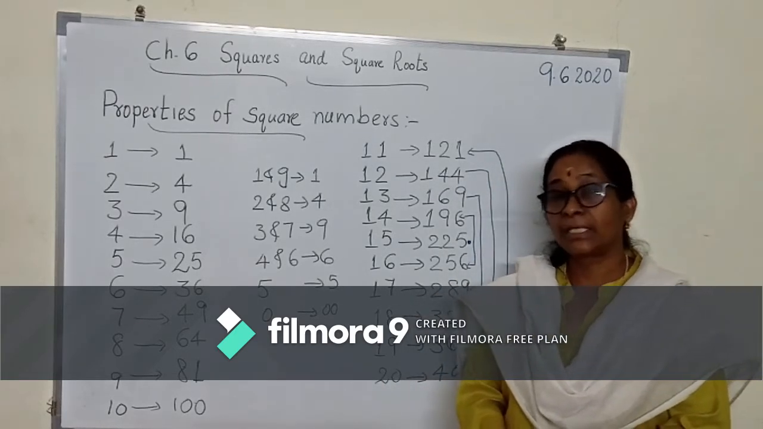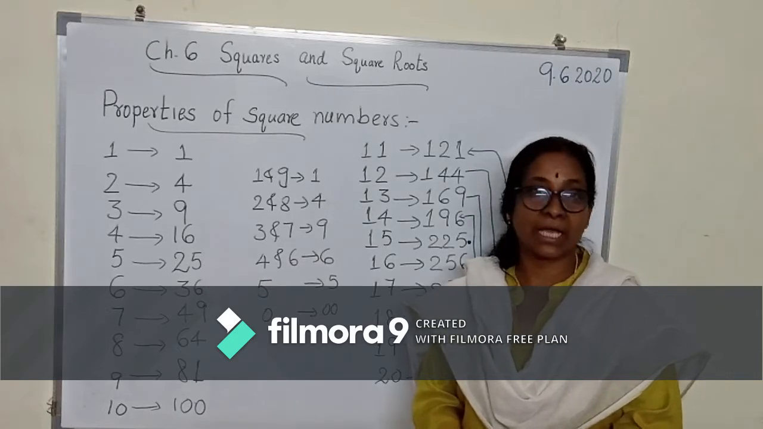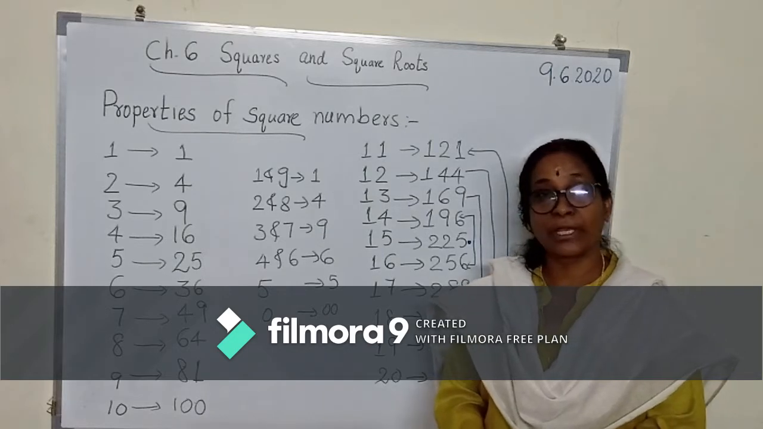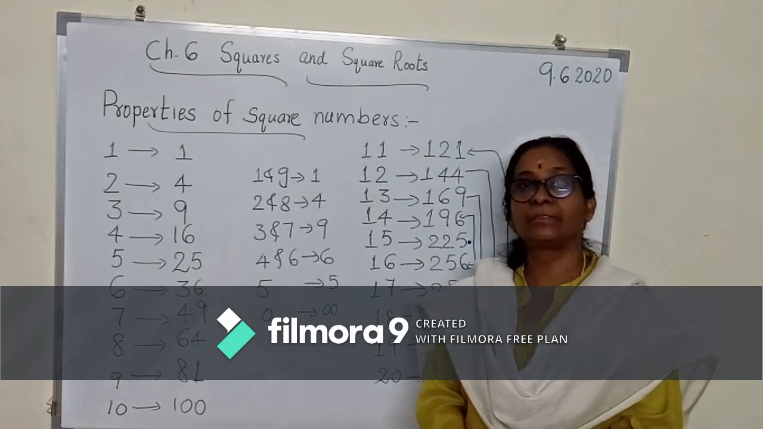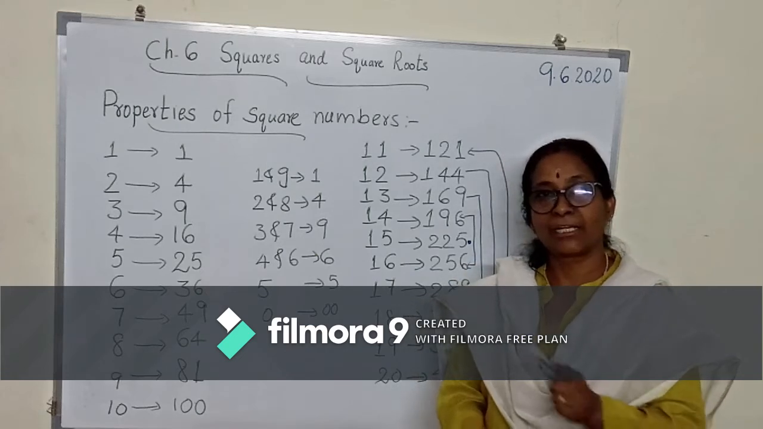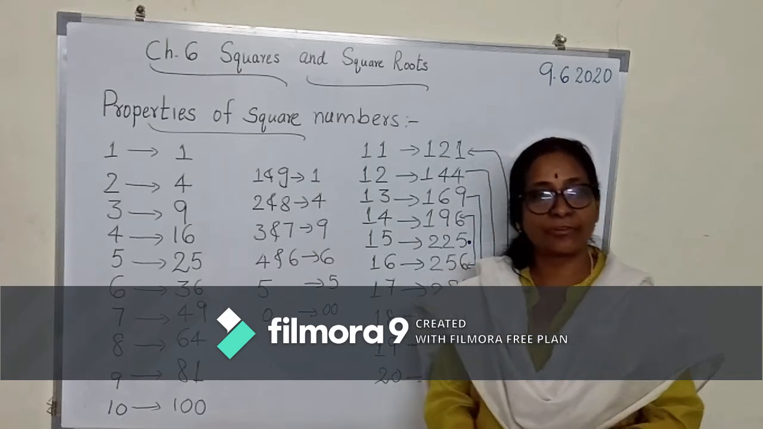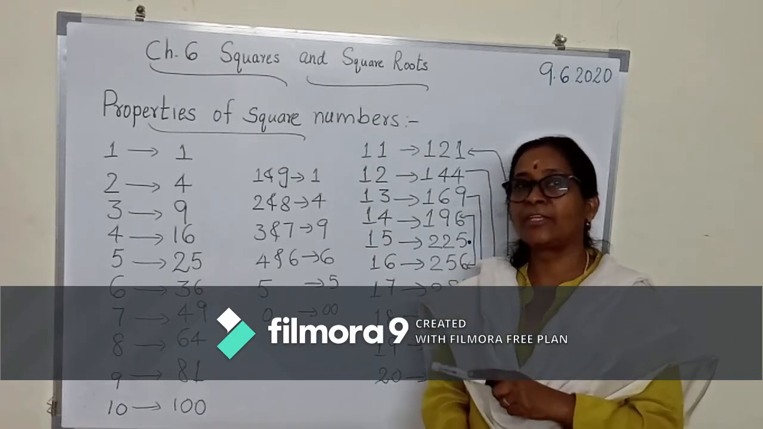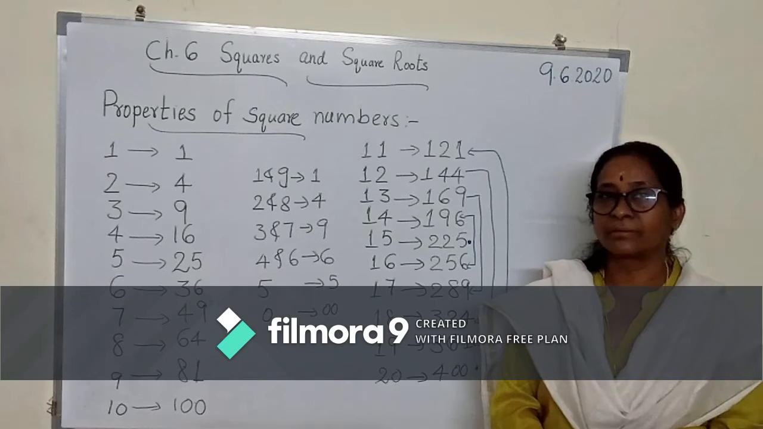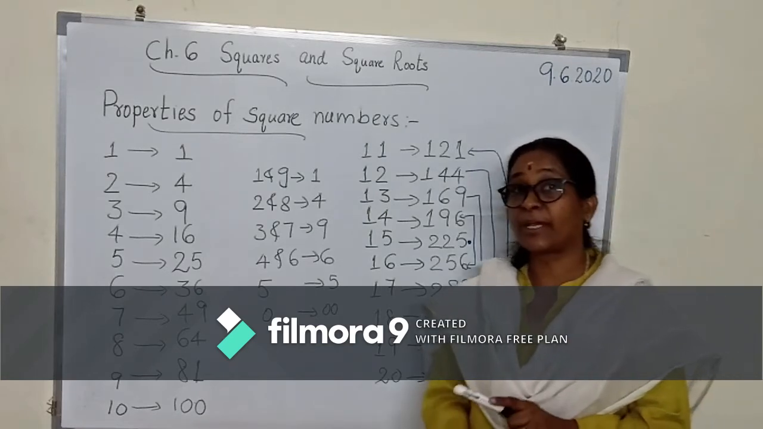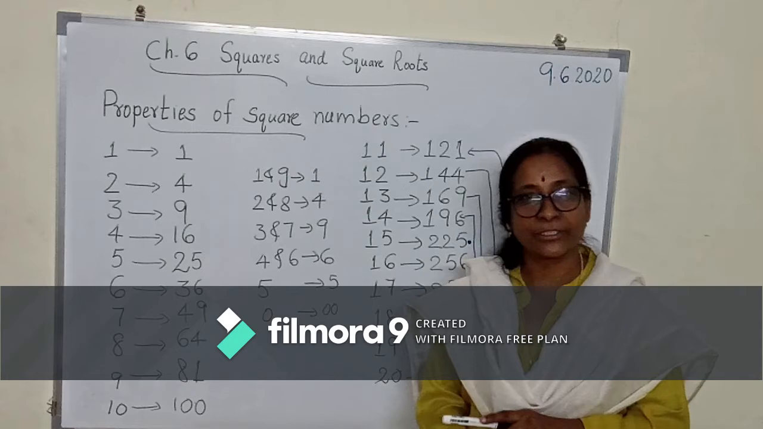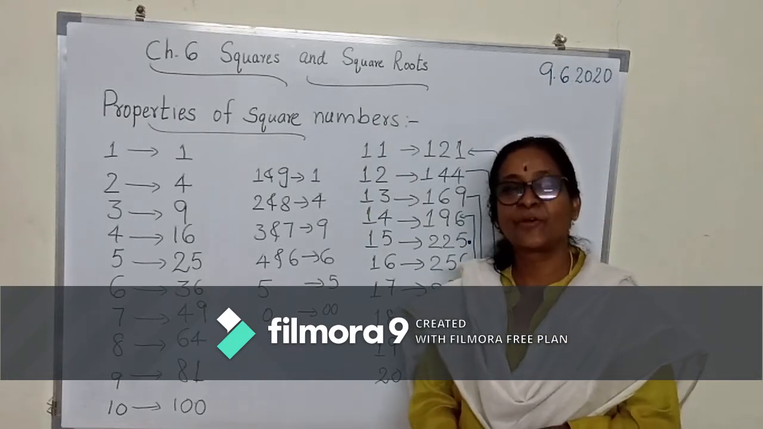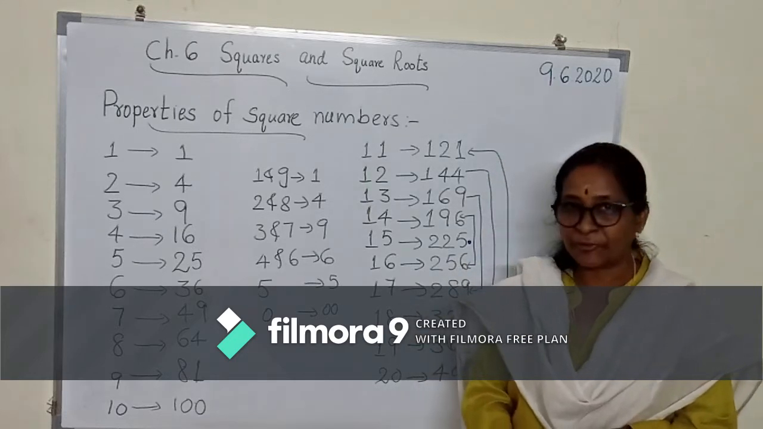Okay. Then I told you to prepare a chart of squares of natural numbers. I told you to arrange them in a proper way, that is 1 to 10 and their squares, 11 to 20 and their squares, like that. Okay. I told you to find out if there is any special pattern. How many of you could find it out? Okay, some of you could and some of you could not.